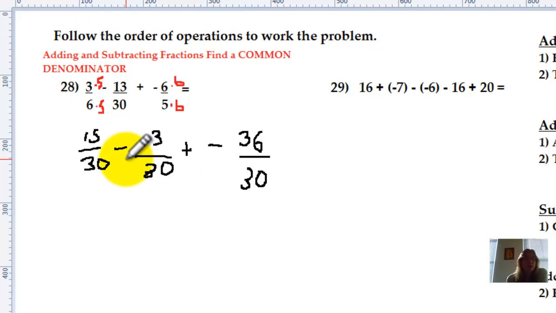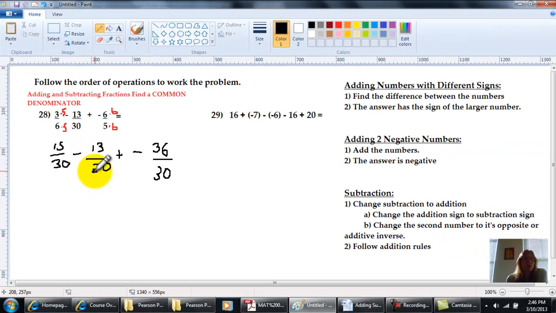So we can do that. Now let's take the first two numbers. We have 15/30 minus 13/30. So when you're doing order of operations, you move from left to right, and you literally try to isolate in your mind just the first two. Ignore this part for now. Just look at the first two, and it is a subtraction, so we follow the rules for subtraction, which is simply changing the subtraction to addition.